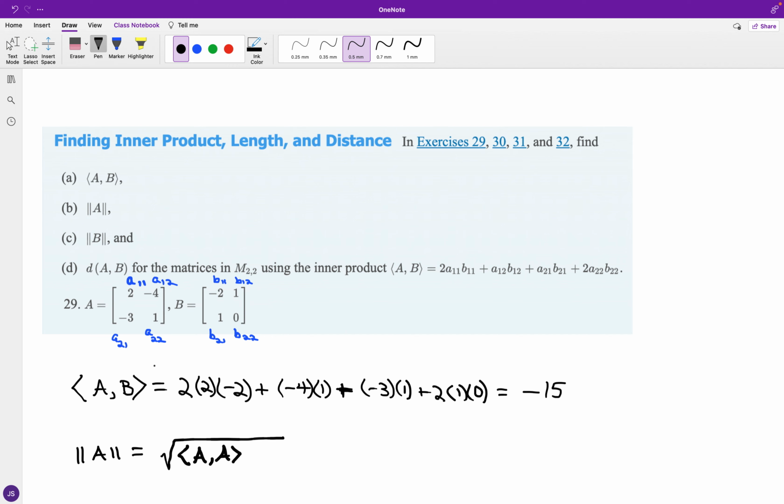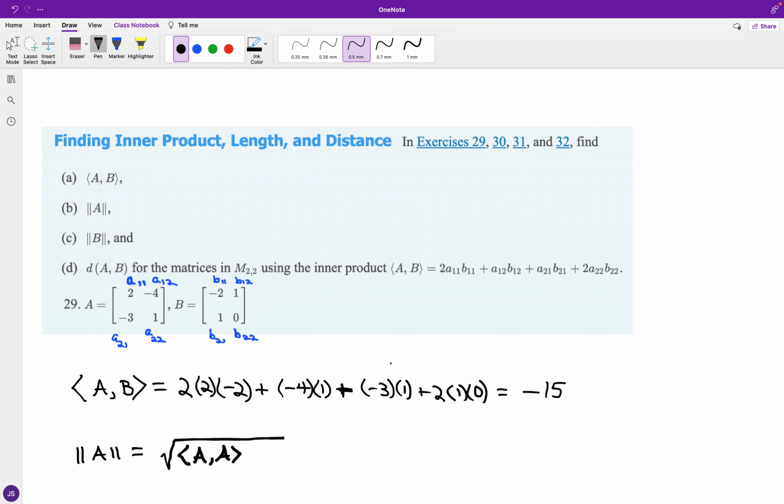And so you have just the corresponding parts here. For 2 A sub 1,1, we got 2 times B sub 1,1, negative 2. A sub 1,2, we have negative 4. And B sub 1,2, we have 1. And then A sub 2,1, we have negative 3. And in the case of B sub 2,1, we have 1. And then for 2 A sub 2,2 B sub 2,2, we're going to have 2 times 1 times 0.